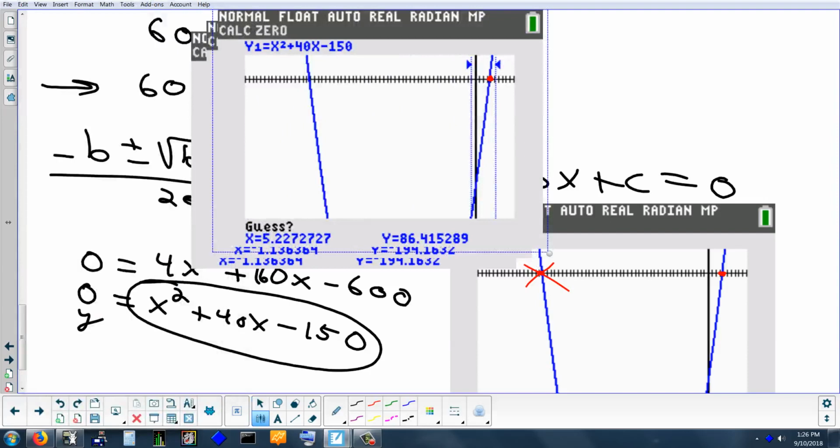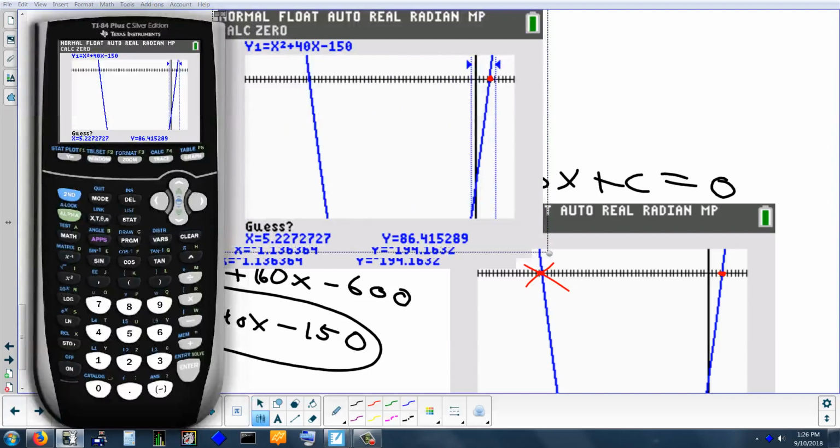Now, it only crosses the x-axis once, in between the dotted lines. So the guess isn't really important. You put the guess wherever you want. And when you hit enter, it finally gives us the answer to the problem. This crosses the x-axis at 3.45. And that's in feet. Okay, so that's the value for the width of the sidewalk.